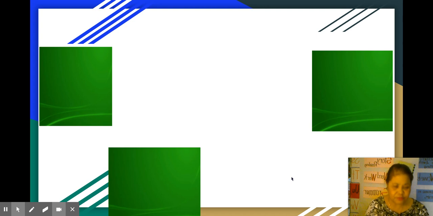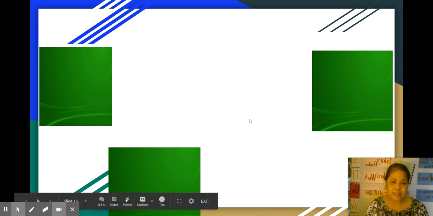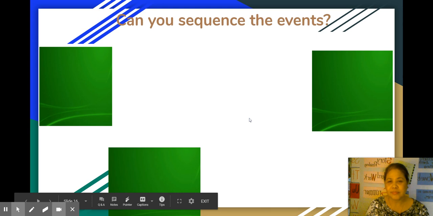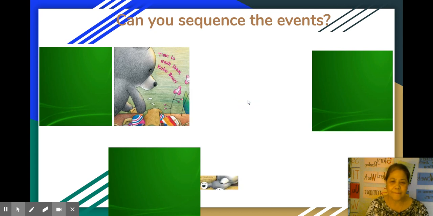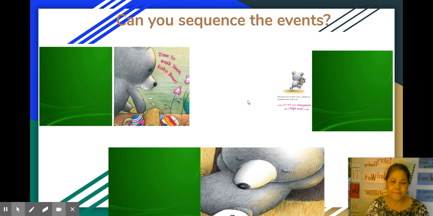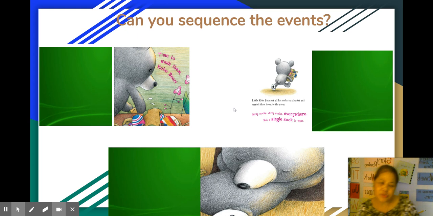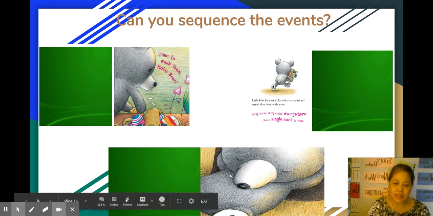That was a beautiful story. So let's see. Let's try to sequence the events. It says, can you sequence the events? Can you take a look at those pictures, boys and girls? We have 3 pictures here. Okay. What do you think happened first, according to the story? And what do you think he is doing here? And what is he doing here and here?